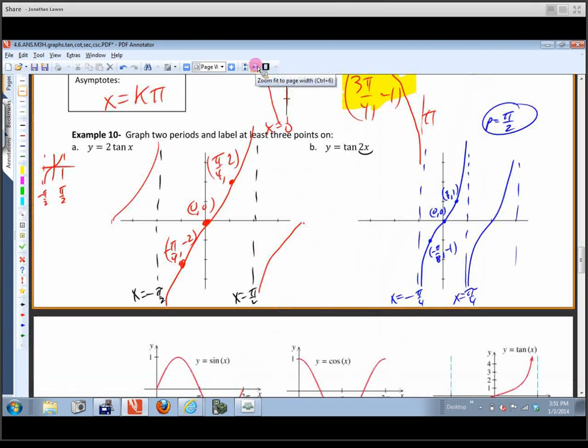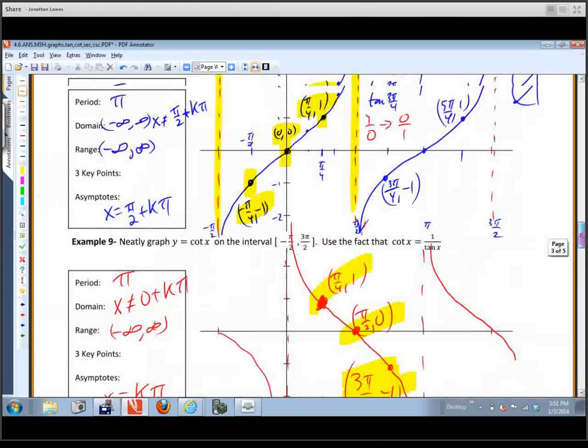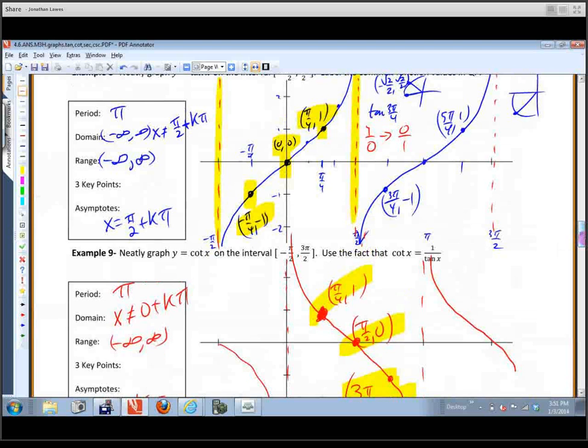Pardon me, I'm going to zoom back out. There are the 2 cycles. I've labeled some asymptotes and I've labeled 3 key points. Should be in really good shape there. So I'm going to let you think about this for just a second. It's important that you understand the basic shape of these.